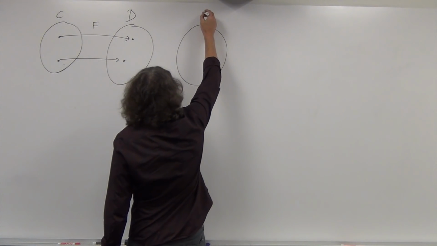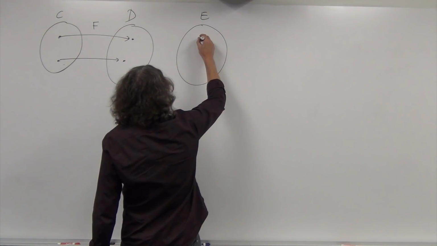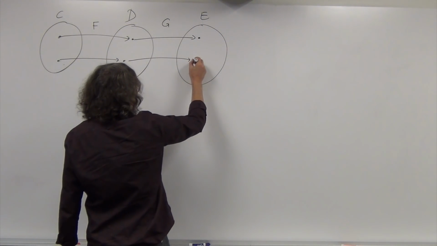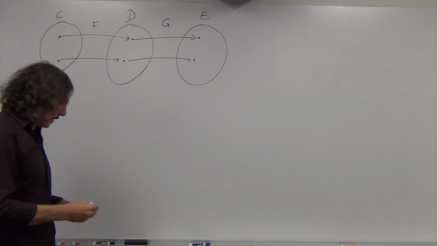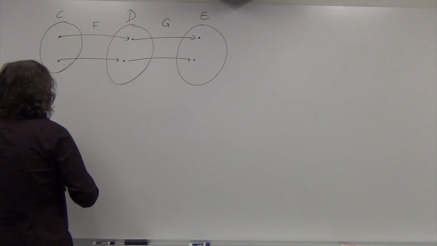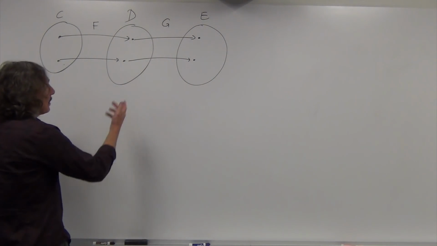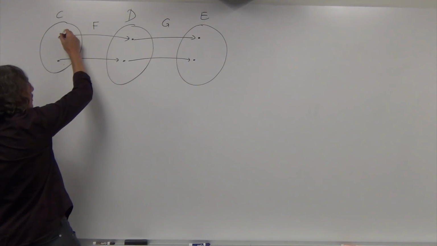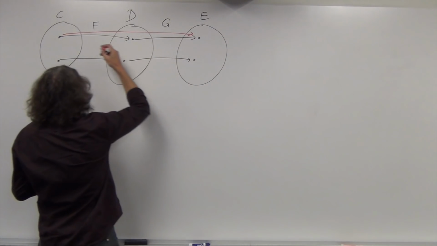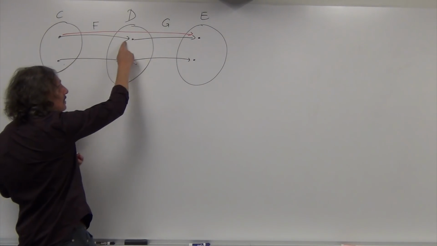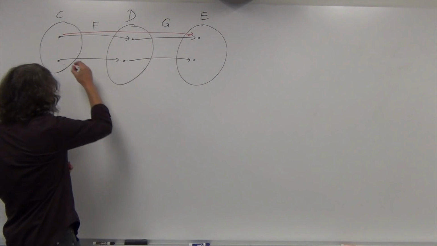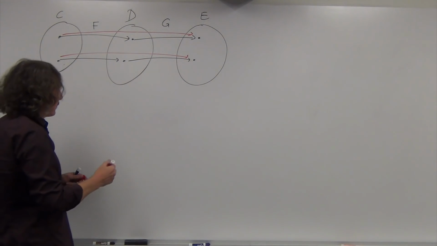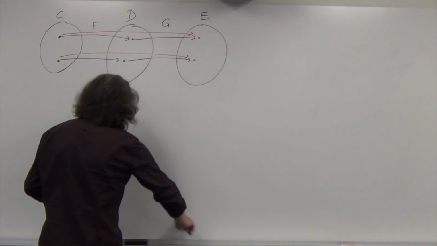And then we have some category E, and another functor G that maps objects. So this gives us one function that maps objects. We can create a shortcut function that goes directly from C to E, and it's just a composition of these two functions. So we know how to compose functions on objects. That's easy. Now we can do the same for a morphism.